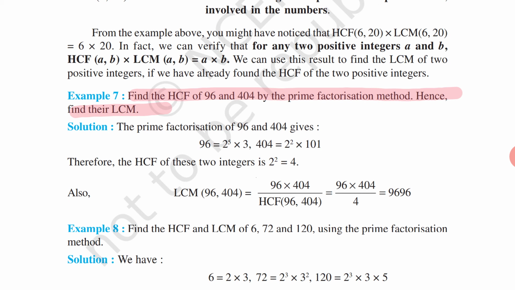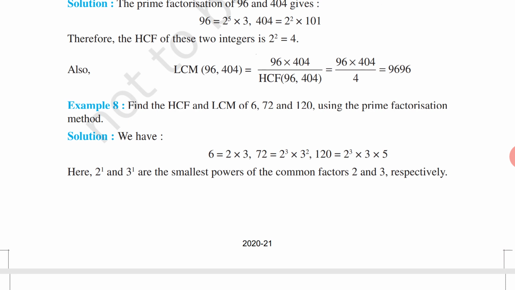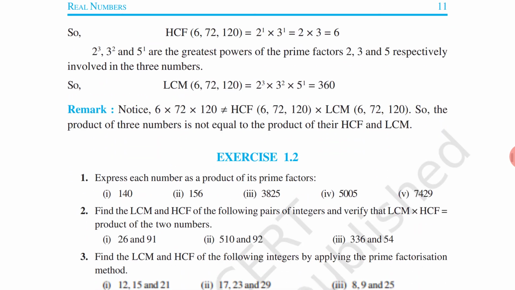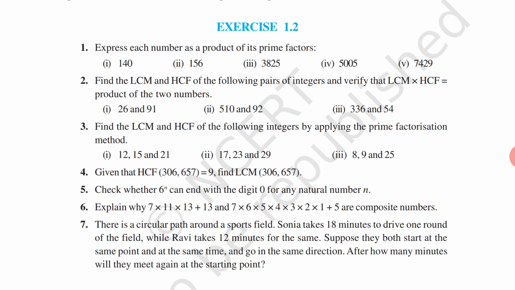So LCM is the product of the two numbers upon HCF. The product of the two numbers is 96 multiplied by 404, and the HCF is 4. So the answer is 9696, that is the LCM of these two numbers, 96 and 404. So do the given problems. Read this and understand this, and try to solve this Exercise 1.2.